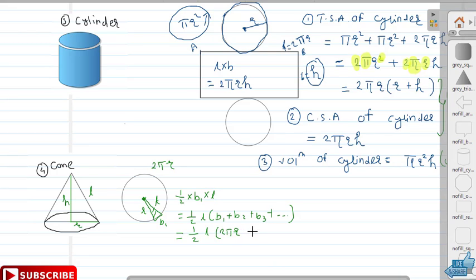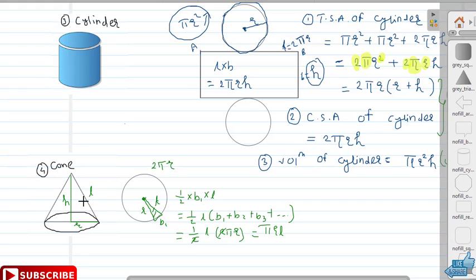So in short, this particular area is nothing but the curved surface area of the cone, and this is nothing but 1 upon 2 pi R L. But here, just remember, the 2 and 2 get cancelled. So this 1 upon 2 also gets cancelled. So here only pi R L. So this is the curved surface area.